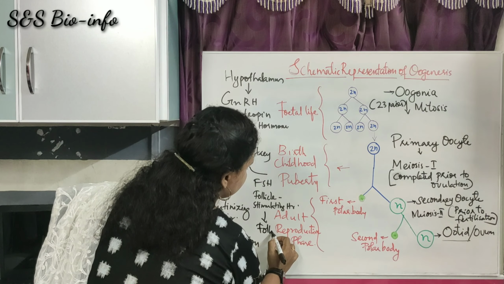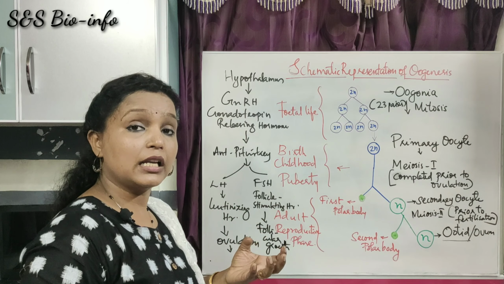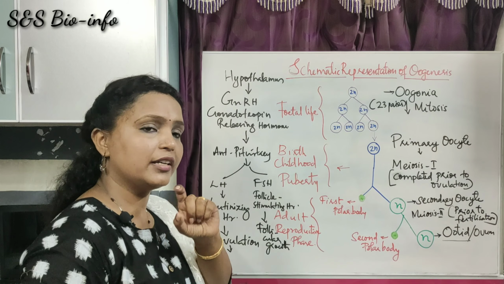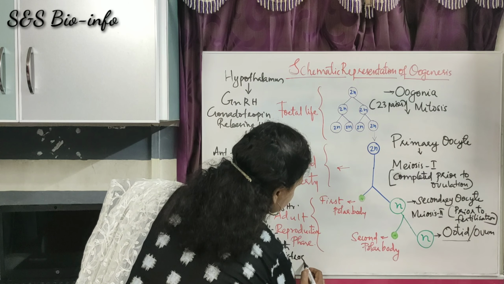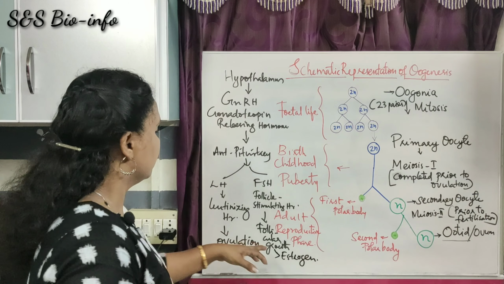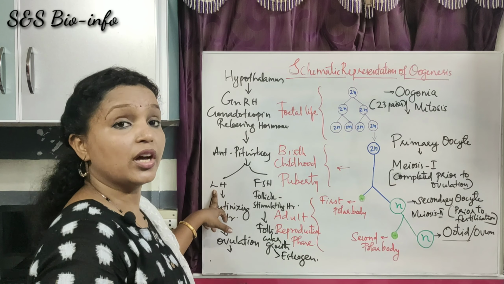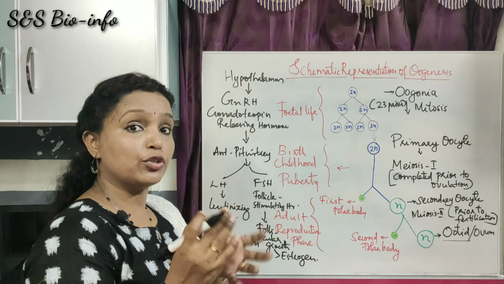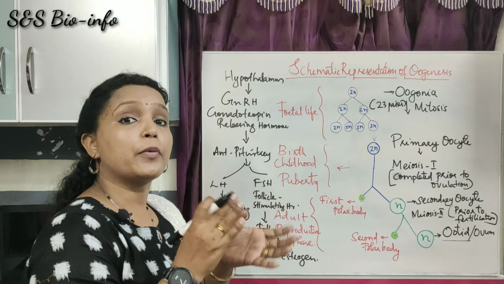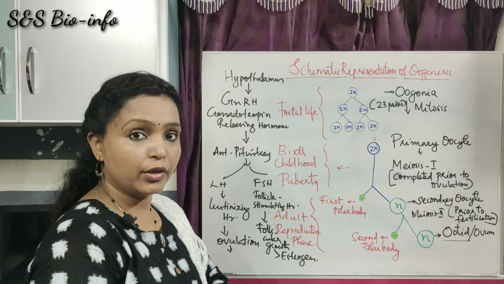The developing follicular cells release a hormone called estrogen. Then both estrogen and LH are very essential for the complete maturation phase of the primary oocyte into the secondary oocyte.